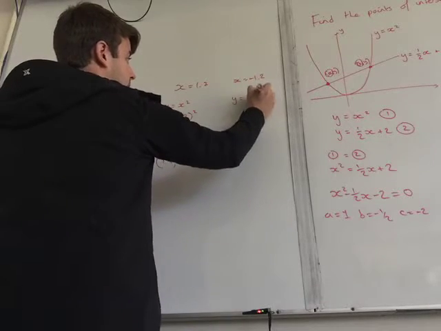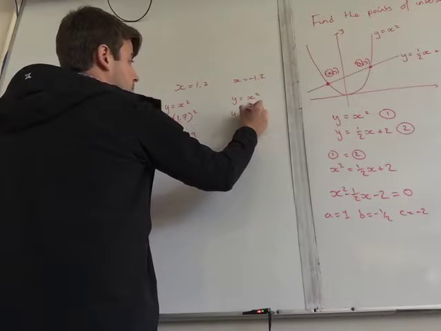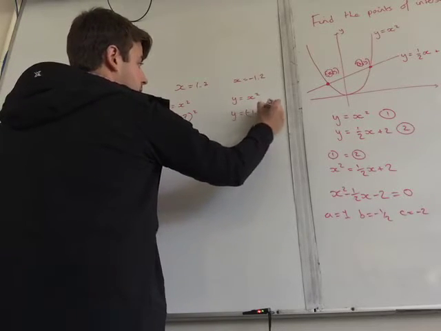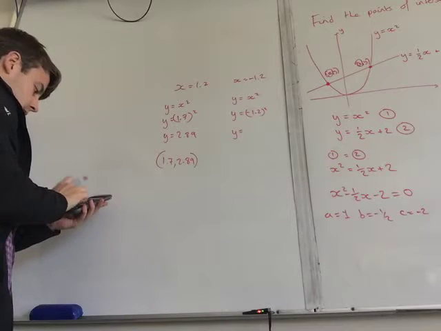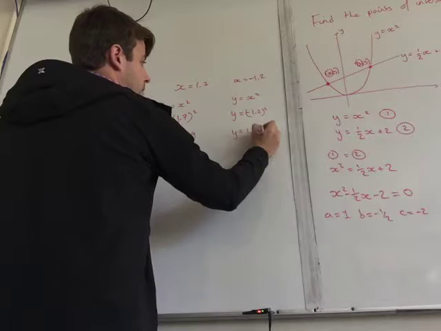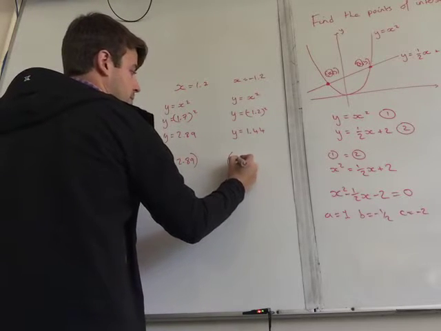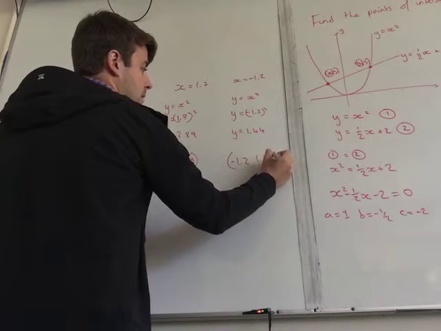Okay, let's go for the next one. Again, sub it into one of the equations. I've gone for y equals x squared. That means y is equal to negative 1.2 squared. So y is equal to 1.44. So my second coordinate point is where x is negative 1.2 and y is 1.44.